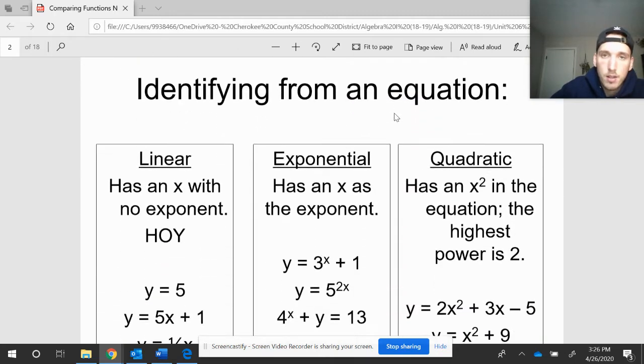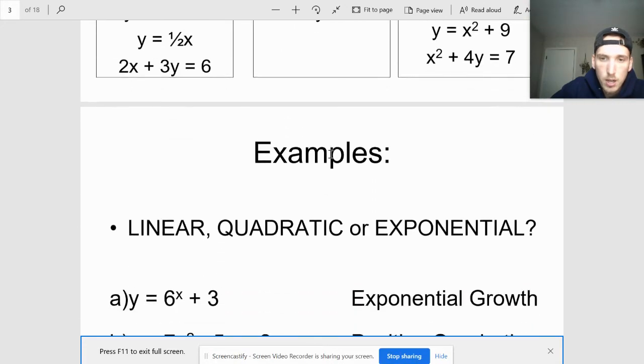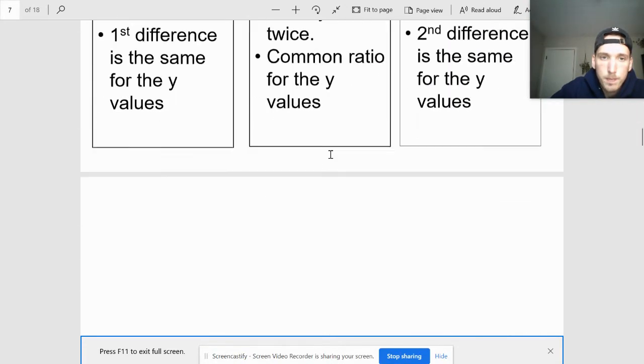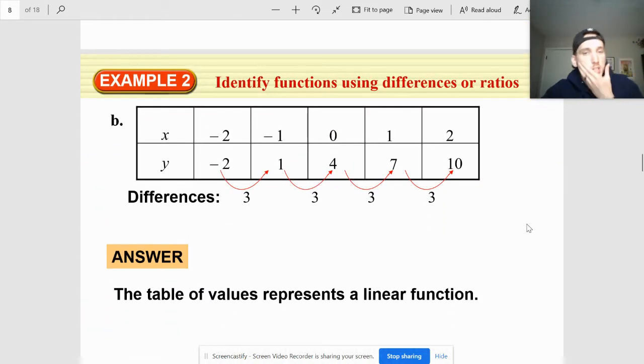So let's take a look at this. Cool. So we did all this. Let's go down to this next part, the table. This first table is an example of a linear function. And the way I know that is as the x values are going up by 1, -2, -1, 0, 1, 2, look at the y values: +3, +3, +3, +3.